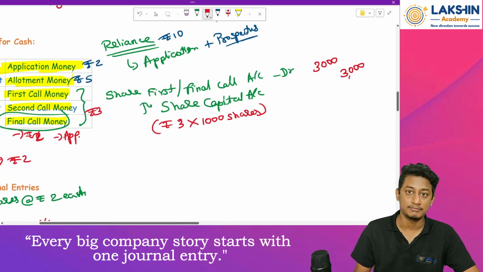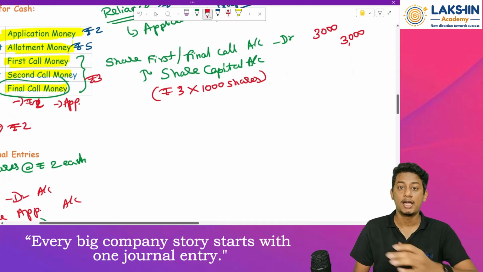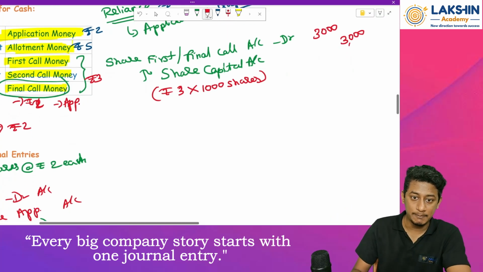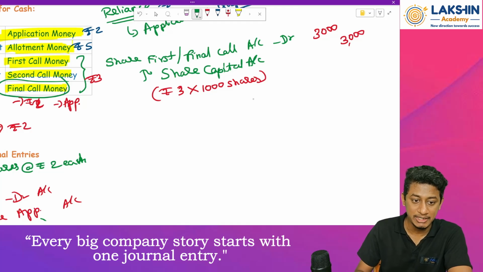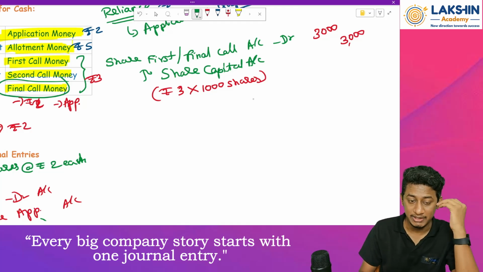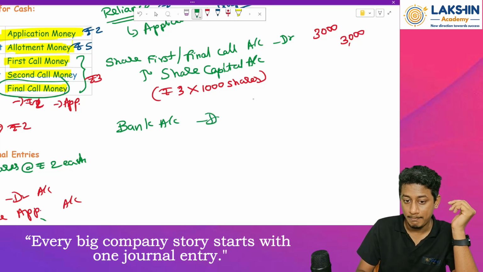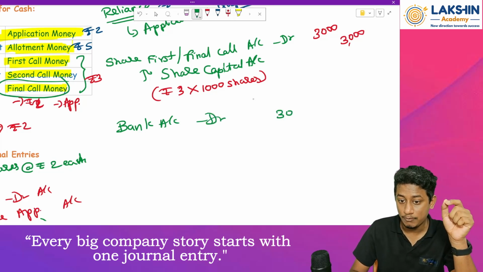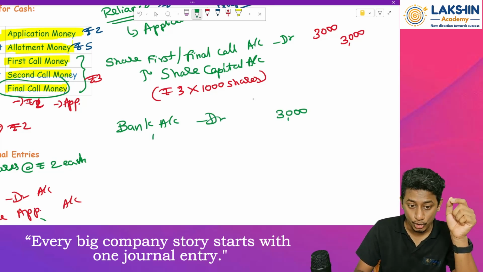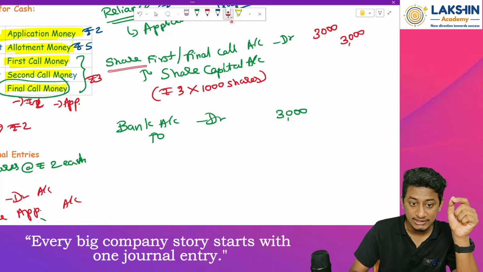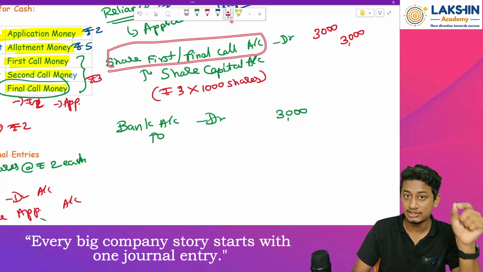Rupees 3000. Clear? Okay. Now again, people will pay me the money. So what is the entry when people pay me money? The entry will be, I will debit the bank account. Again, bank account debited for rupees how much? Rupees 3000 to what? See, this notional account was created. Remember, this notional account was created.